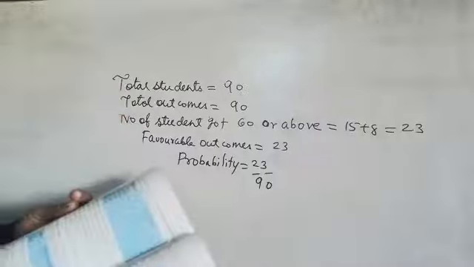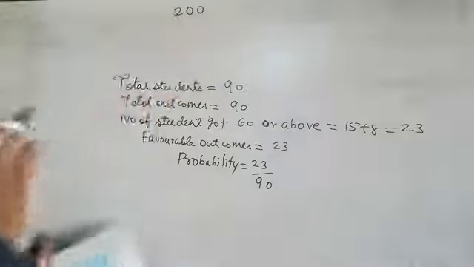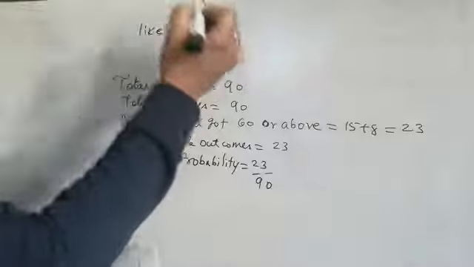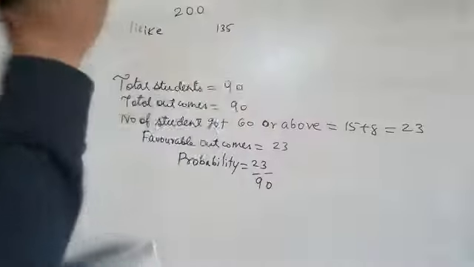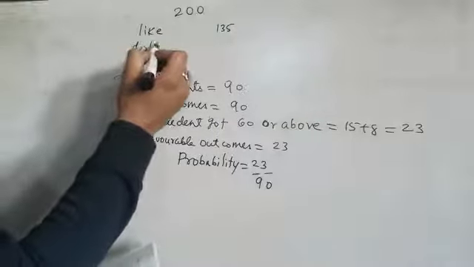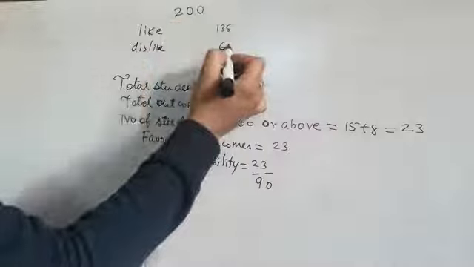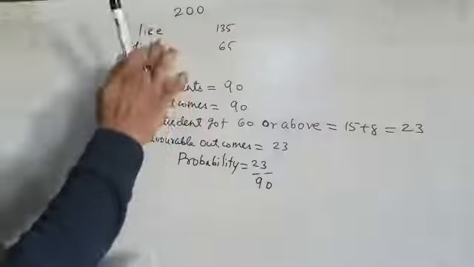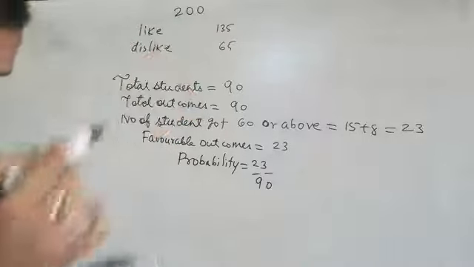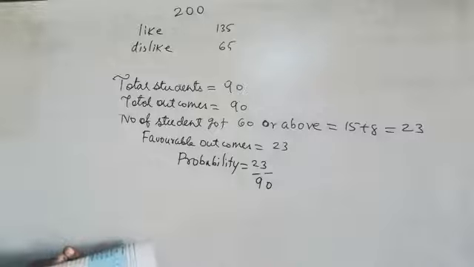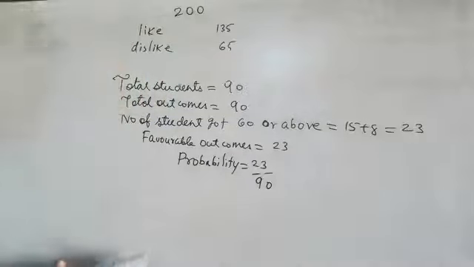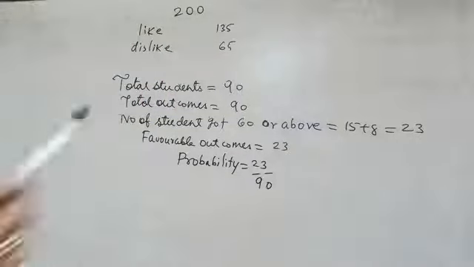So it was asked: 200 students are there and their opinion was taken. How many students like statistics? It was 135. How many students do not like statistics, dislike? Such students are 65. Means the number of students who like is 135, and the number of students who dislike is equal to 65. Now the question asks, what is the probability that a student likes the subject statistics? How many students like it? 135 upon 200, because the total number of students is 200. And how many do not like it? It is 65. 65 upon 200.